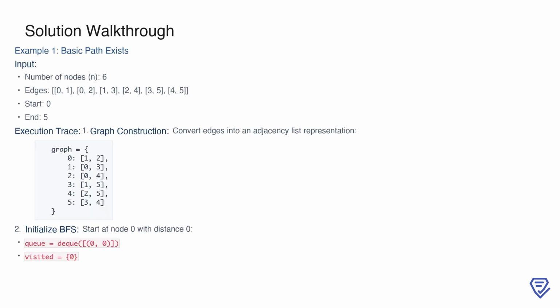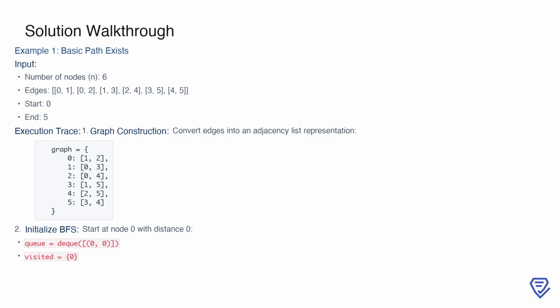In this example, we are tasked with finding the shortest path in a graph with 6 nodes. The edges represent connections between the nodes, and our goal is to determine the shortest path from node 0 to node 5. To begin, we first construct the graph using an adjacency list representation. This allows us to store all the connections in a structured format where each node maps to its neighbors. For instance, node 0 is connected to nodes 1 and 2, node 1 connects back to node 0 and also to node 3, and so on.